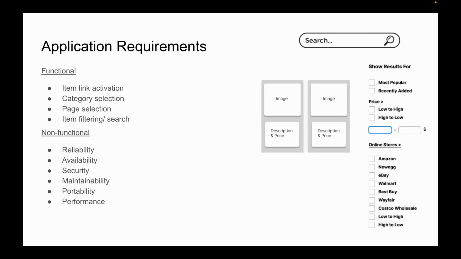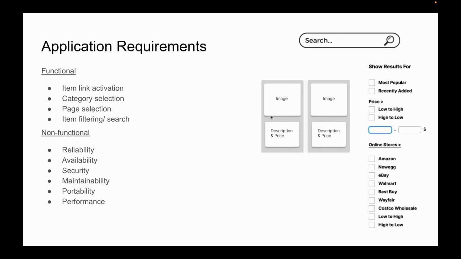There are a total of 4 functional requirements needed to ensure that we fulfill this purpose and provide a positive user experience. The most important aspect of our website is item link activation. As you can see right here on our website, we will have fetched API data, which includes product images as well as product descriptions and prices.